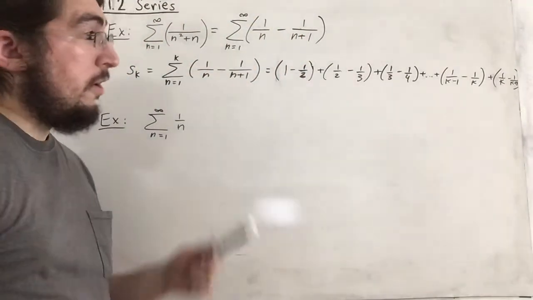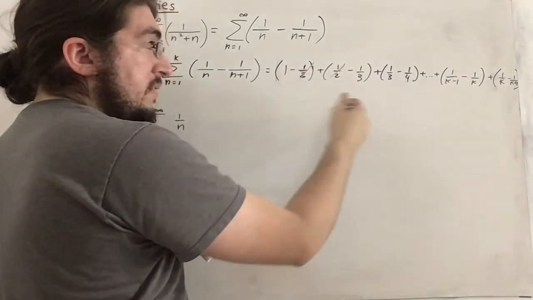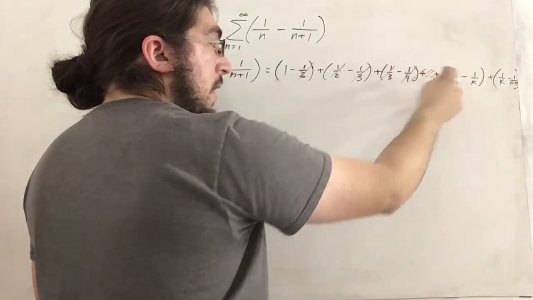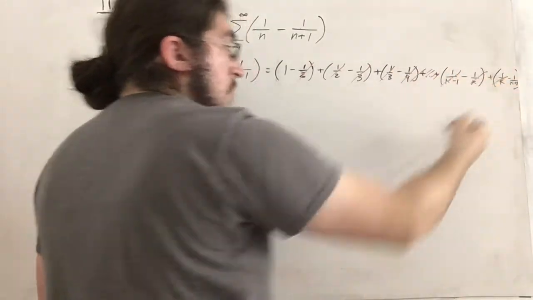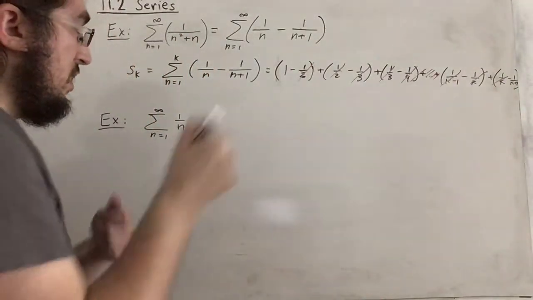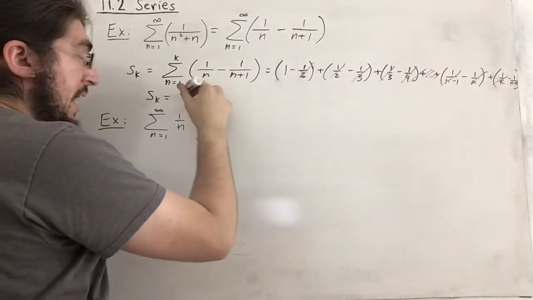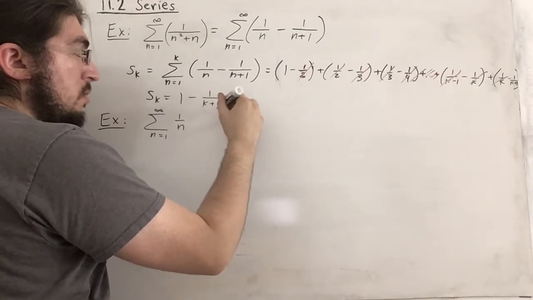So notice what I said earlier, there's some heavy cancellation going on here. The 1/2s cancel, positive or negative. The 1/3s cancel, the 1/4s cancel, all the way. So there's a bunch of cancellation in between. These cancel, and then finally the 1 over k's cancel. So the kth partial sum of this series is s_k equals everything that didn't cancel, which is just 1 minus 1 over k plus 1.